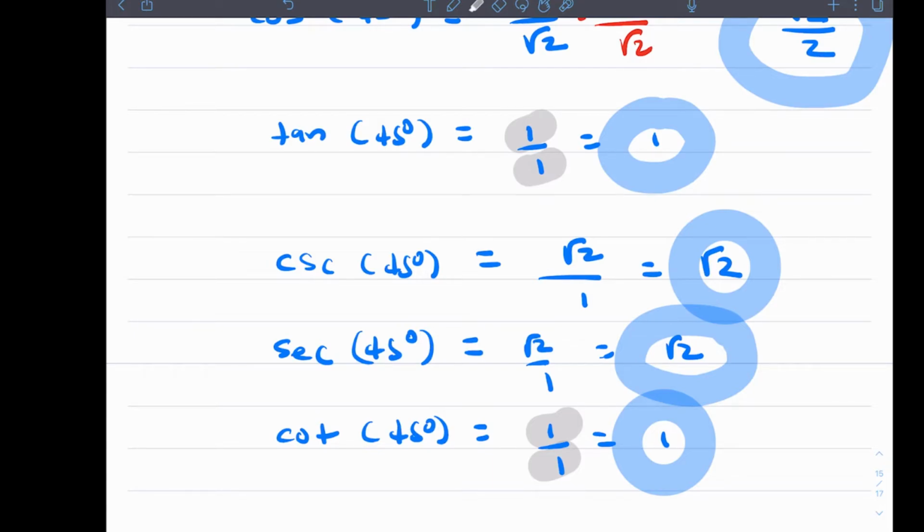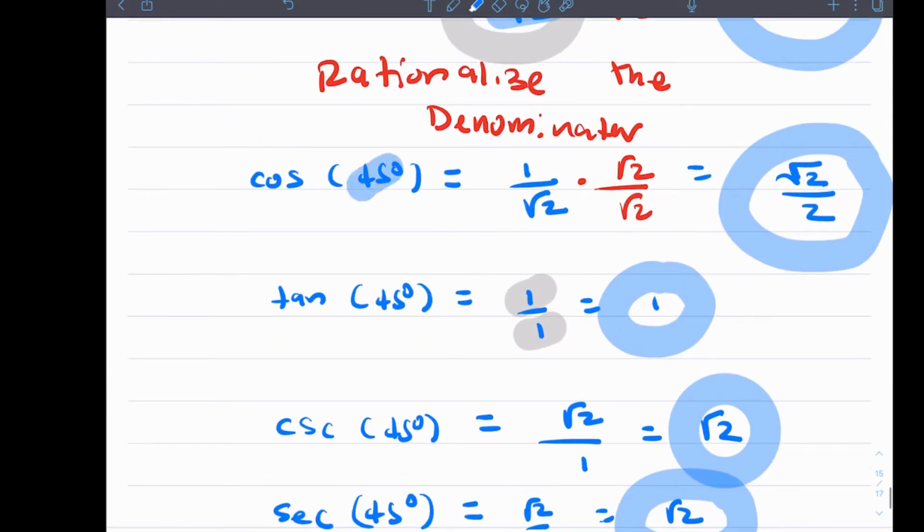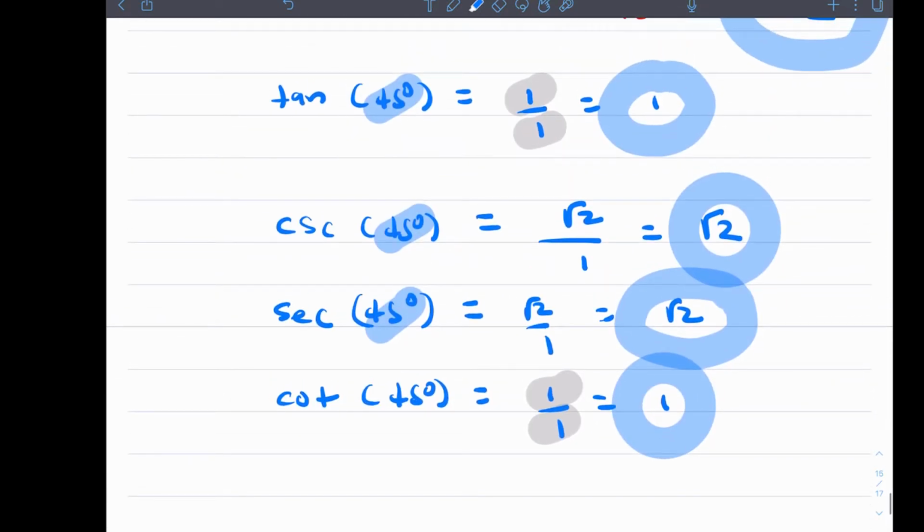Now these answers will never change. Now, let me be specific, though. What do I mean by these answers will never change? They'll never change for the angle 45 degrees. If you change the angle, well, you're going to change the answers. Is that right? If you change the angle, you're going to change that.